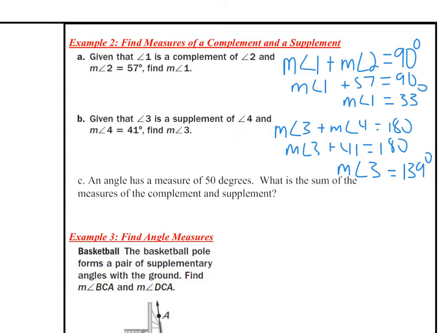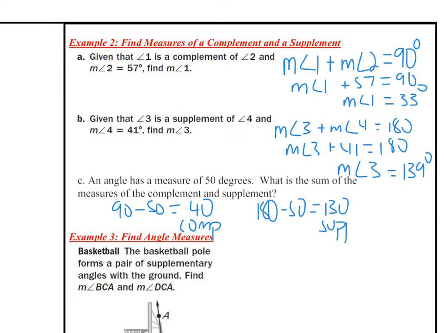Part C, an angle has a measure of 50 degrees. What is the sum of the measures of the complement and the supplement? So I need to find both parts and find their sum. So 90 degrees minus 50 degrees would give 40 degrees for the complement, and 180 degrees minus 50 degrees gives 130 degrees for the supplement. And for their sum, 130 plus 40 gives 170 degrees.